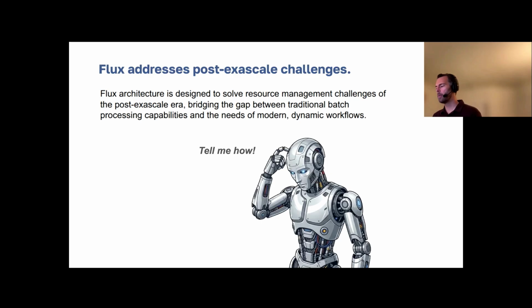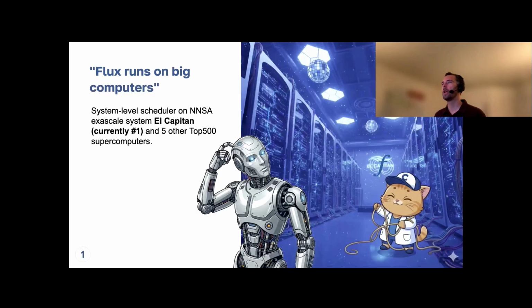And I'm going to tell you a little bit about how we do that and some of the features behind it. So first, I want to highlight that Flux runs on big computers or big clusters of computers. It's the system-level exclusive scheduler on the NNSA exascale system, El Capitan, which is currently #1 on the top 500 list. Flux is also scheduling 5 other top 500 supercomputers exclusively. And when I say exclusively or system-level scheduler, what I mean, again, is that it's the only system scheduler that's running on that particular cluster.